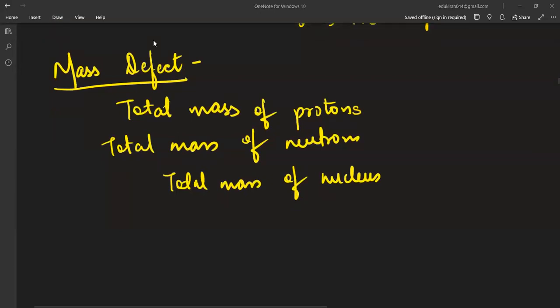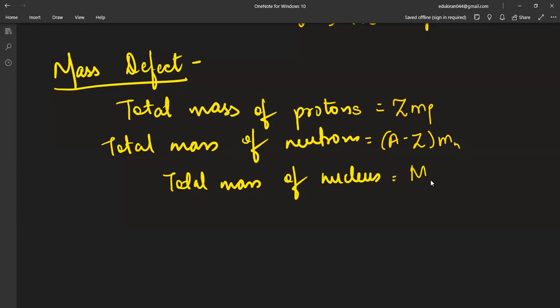Okay, now coming to mass defect. When we talk about the total number of protons, see, total number of protons is Z and mass of a single proton is Mp. So total mass of protons will be Z Mp. Similarly, total number of neutrons is A minus Z, and mass of a single neutron is Mn. So total mass of neutrons is (A minus Z) into Mn. And total mass of the nucleus, we are assuming it to be M.